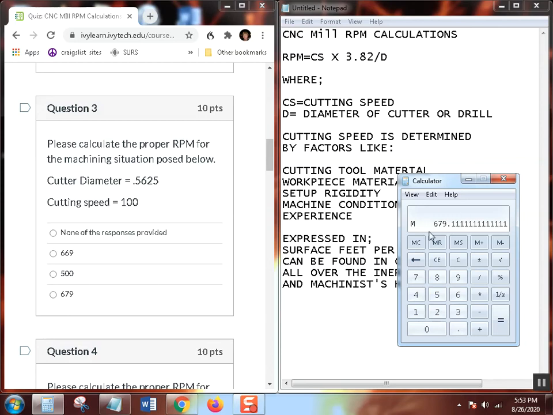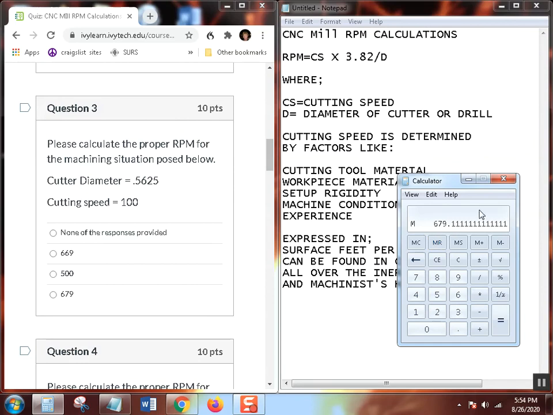I said I was going to use the memory. I keep forgetting to do that. Let's just try the same thing. I already know what it was, right? 100 times memory recall, boom, equals that divided by 0.5625. Boom. Oh yeah, see, that works. So you can do that. Again, whatever calculator you want to use, you do not have to use this calculator right here.